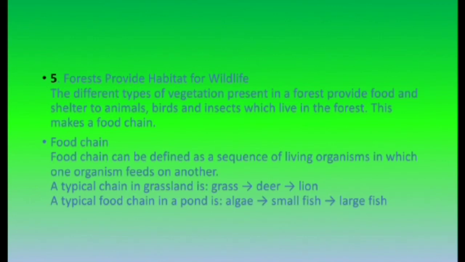A food chain can be defined as a sequence of living organisms in which one organism feeds on another. A typical food chain in a grassland: grass, a deer eats the grass, and the lion eats the deer. A typical food chain in a pond: algae, small fish eats algae, and large fish eats small fish.